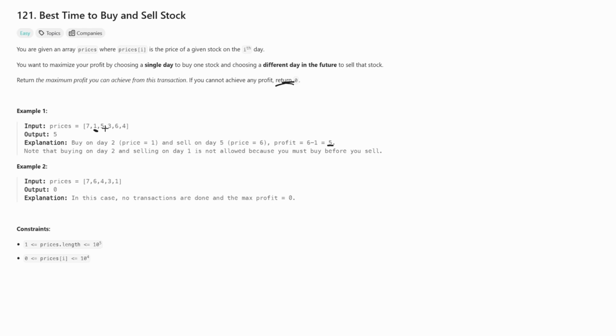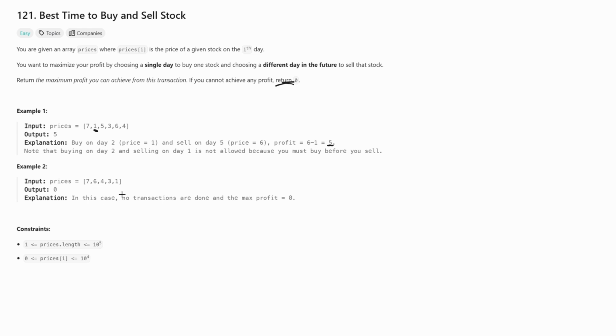So given that, if we were to buy on day 2 and sell on day 3, we would have a profit of 4. Sell on day 4, it would be a profit of 2. Sell on day 5, it's a profit of 5, and sell on day 6, it's a profit of 3. And the maximum profit that we found when we were looking through that is 5. Okay, and let's go on to this second example.